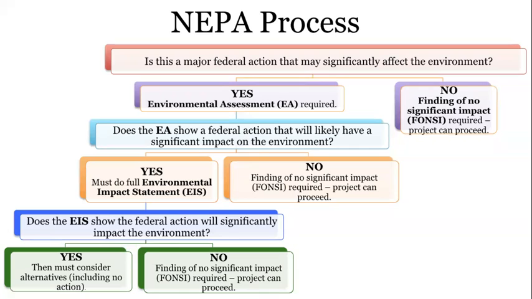Does the EIS show the federal action will significantly impact the environment? If the answer is yes, then NEPA requires that the proposal must consider alternatives. We talked about that internal function, right? The alternatives analysis, including, importantly, the no action alternative, which means forget about it. We're not going to do this project, not here, not like this, not like we proposed. If it's no, if the EIS shows that there is no significant impact on the environment, or likely significant impact on it, then it is a FONSI and the project can proceed.